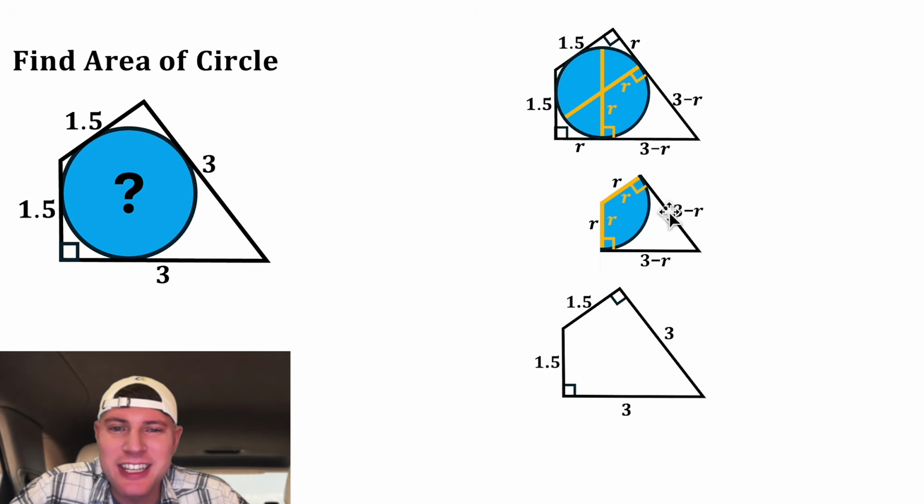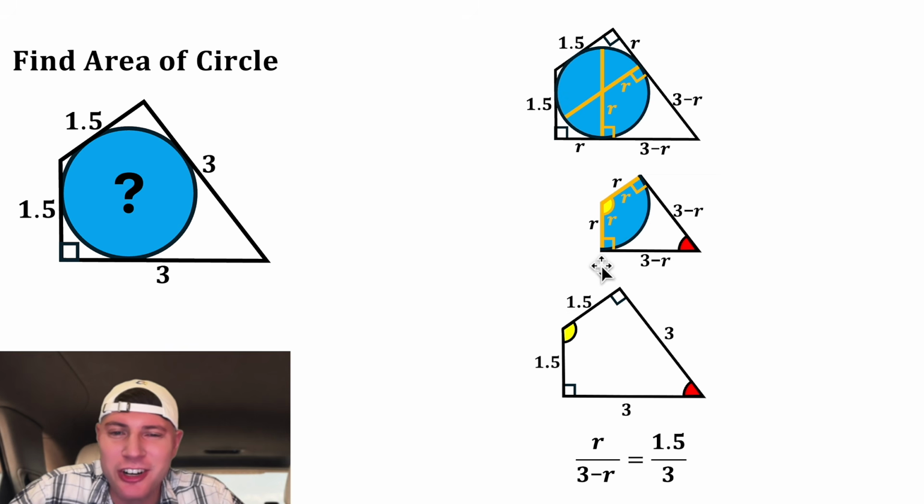Now each of these kites contain two right angles. And this red angle is shared. It's the same as this angle up here. That means that this fourth yellow angle also must be congruent. Now, since all these angles match, these two kites are going to be similar. We can say this side r divided by this 3 minus r is equal to this 1.5 divided by this 3. And now we have an equation in terms of r.